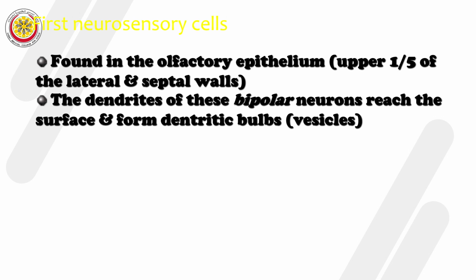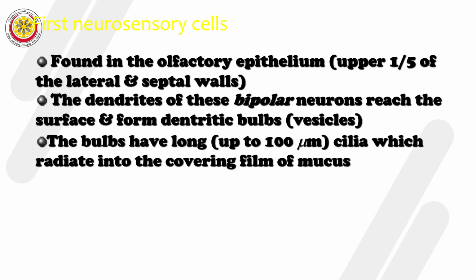So we wait for them up there. They go into the nasal cavity, they will arise, so they are captured by the olfactory epithelium. So it's in the medial and lateral walls. Now the dendritic ends of these bipolar neurons reach the surface and form what is known as dendritic bulbs, or vesicles.